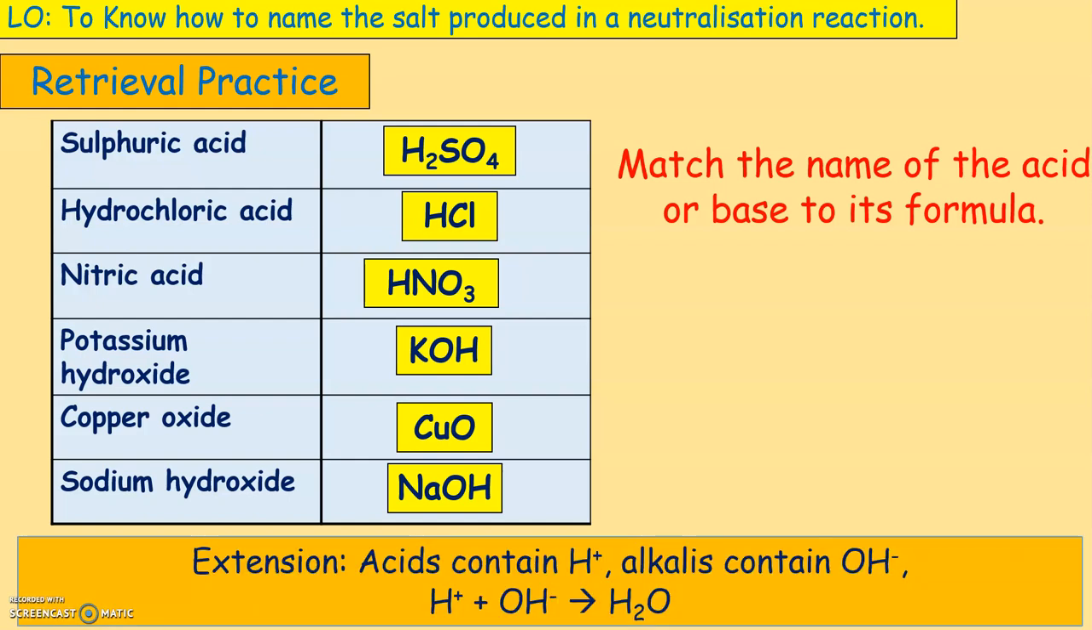Now, for the extension question, okay, acid contains hydrogen ions. That is so important for you to remember. Acid contains hydrogen ions, okay? And alkali contains hydroxide ions. And the two put together make water, and that is how water is made during the reaction between alkalis and acid. The hydrogen ion dissociates from the acid and the hydroxide ion dissociates from the alkali to form water.